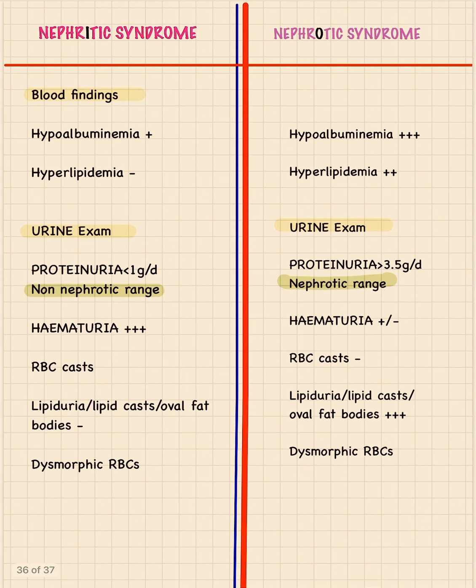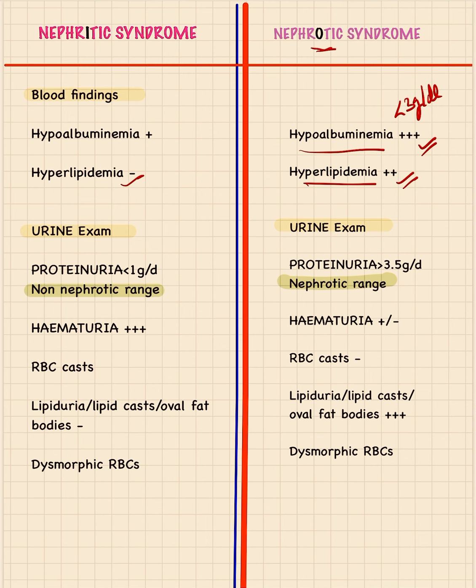Next, in the blood findings, hypoalbuminemia, that is a decrease in the albumin concentration in the blood, is marked in case of nephrotic syndrome, because the protein loss in the urine is more. So in the blood, albumin levels are decreased to less than 3 grams per deciliter, while hyperlipidemia is also seen in nephrotic syndrome because of abnormal transport of the lipids, while lipid levels are normal in nephritic syndrome. So hyperlipidemia and hypoalbuminemia are very much marked in case of nephrotic syndrome.